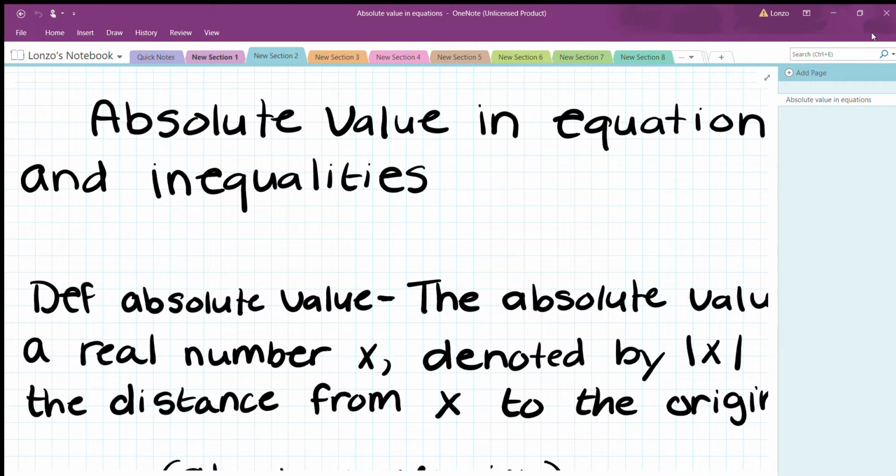I will put answers in both inequality notation and interval notation. And finally I will solve an absolute value problem with two cases. So let's get started.